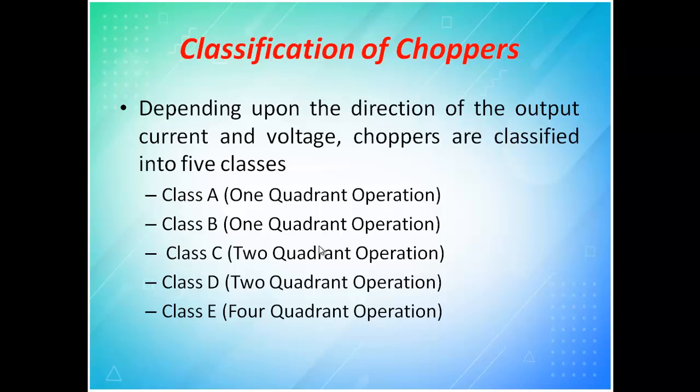operated in all 4 quadrants, which means either voltage and current can both be positive, or any one can be positive, or both can be negative. So that is class E. So based upon the output voltage, whether it is positive or negative, and positive current or negative current, we classify choppers as class A, class B, class C, class D and class E. So these are the various classifications.